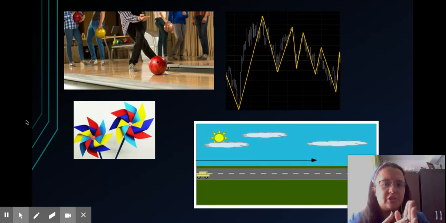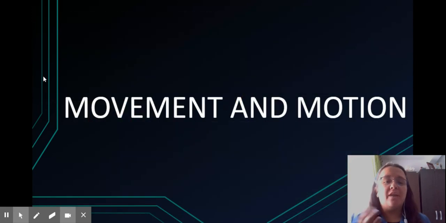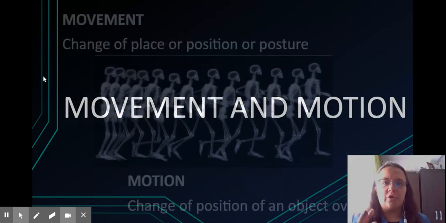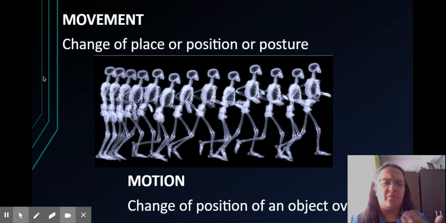a specific direction, and that is the topic that we are going to review today, movement and motion. First, we are going to see what is the difference between movement and motion, because those words are synonyms. The movement, like it says up here, is the change of place or position or posture of an object. Like, for example, the ones that we see here in this picture of the skeletons, that the person is moving.